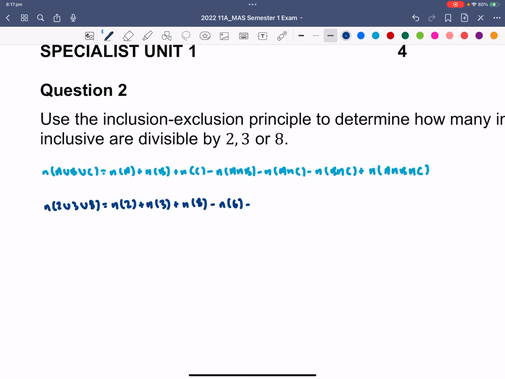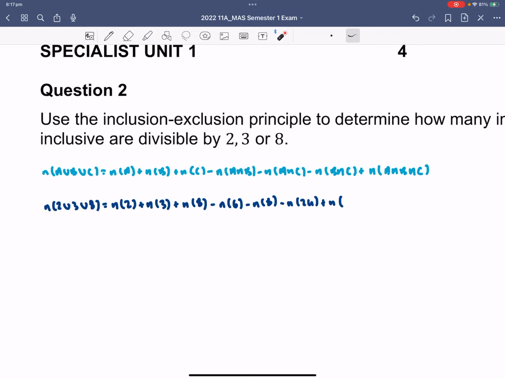Well, if you're divisible by 2 and 8, the LCM of 2 and 8 is just 8, so minus the numbers divisible by 8. And then minus away the last double intersect, which is divisible by 3 and 8. The LCM of 3 and 8 is 24. So minus the numbers divisible by 24, plus the triple intersect.